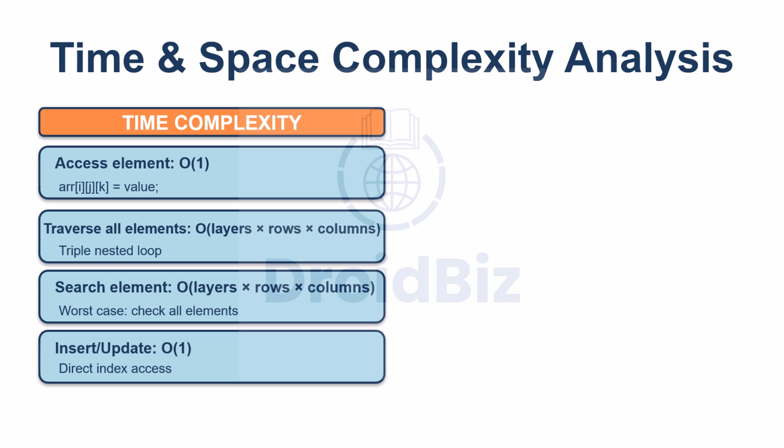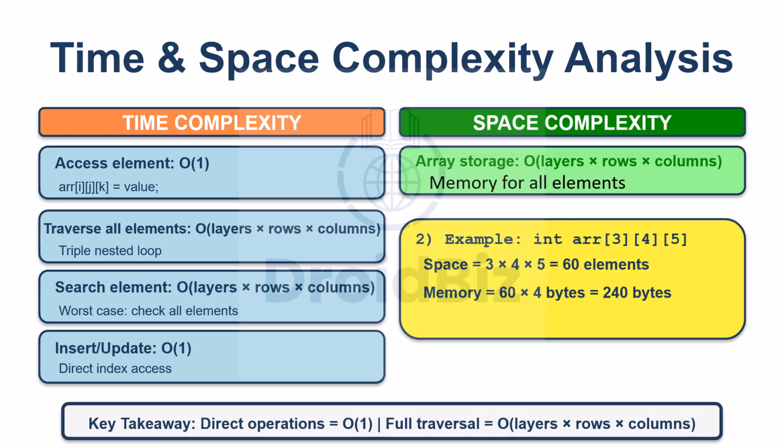Operation 3, search element. In the worst case, we check all elements, so the time complexity is O(layers times rows times columns). Operation 4, insert or update. Using direct index access, this is O(1). Now let's examine space complexity. For array storage, we need space for all elements, which is O(layers times rows times columns). Let's see an example. For int arr[3][4][5], the space equals 3 times 4 times 5, which is 60 elements. The memory required equals 60 times 4 bytes, which equals 240 bytes.